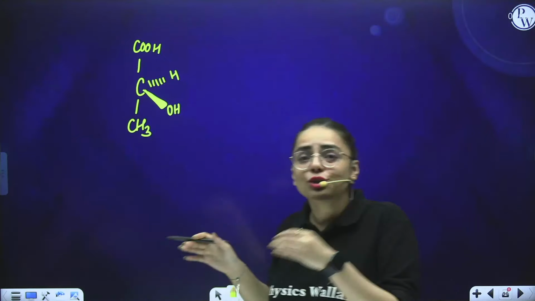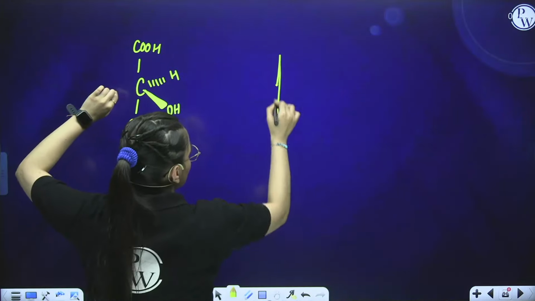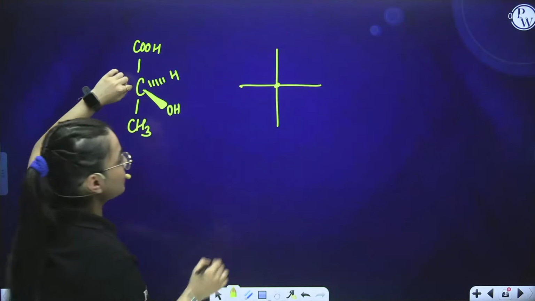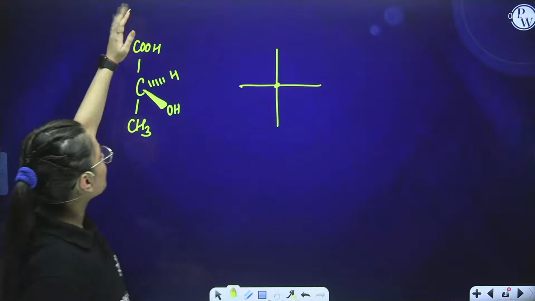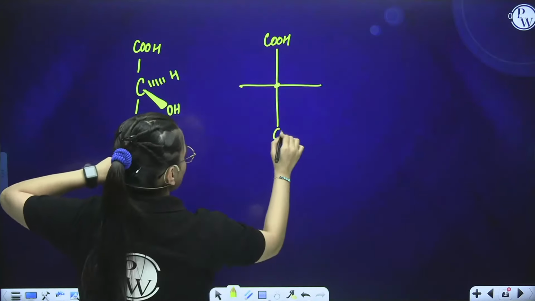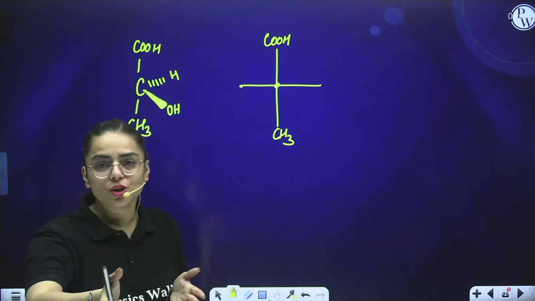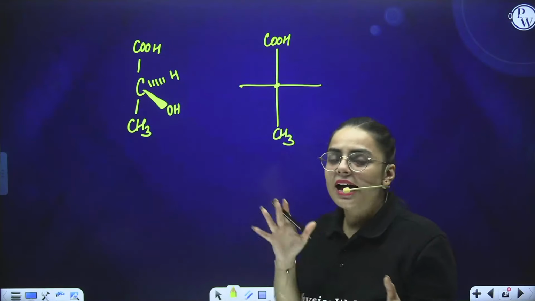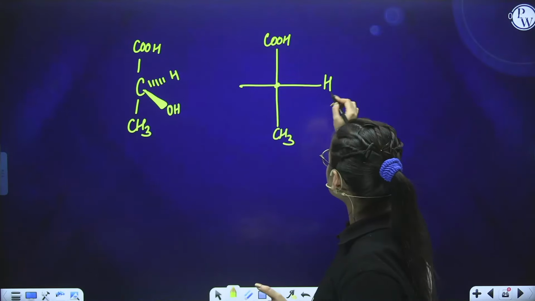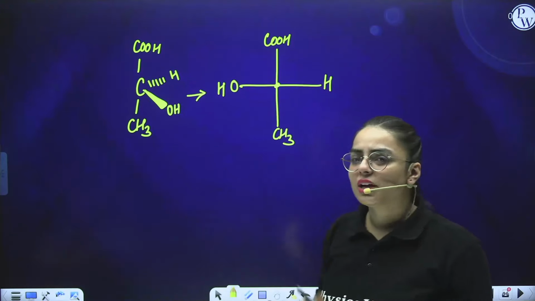Now to convert it into Fisher formula, we represent this carbon atom like this. One second. This is referred to as this carbon atom. Now, as you know, just place it over here, like COOH is present over here. CH3 is present over here. Now, the question arises, this OH and H. As you know, OH is towards you and hydrogen is away from you, away from the observer. So if hydrogen is away from the observer, it is present over here, and OH is towards you, so it will be present over here. So this is the basic conversion that you should know.